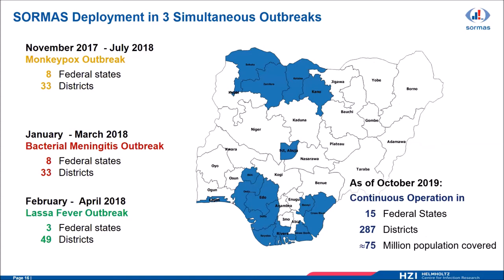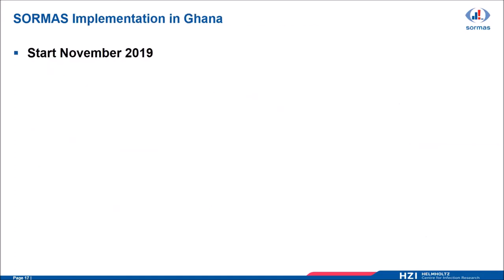As of October, we had 15 federal states, but as of today in Nigeria, we're covering 22 federal states, over 300 districts, and over 125 million people covered in SORMAS.